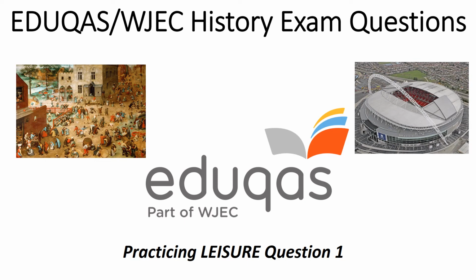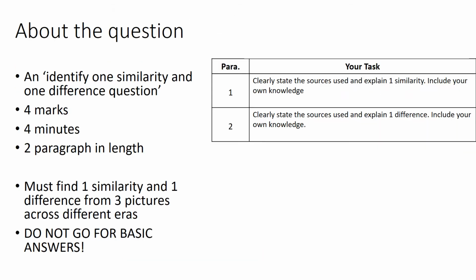In this video we'll look at how to do a leisure question 1. Now this is a very easy question. You need to identify one similarity and one difference between 3 sources. So it's 4 marks, that means it's 4 minutes long, and 2 short paragraphs in length.